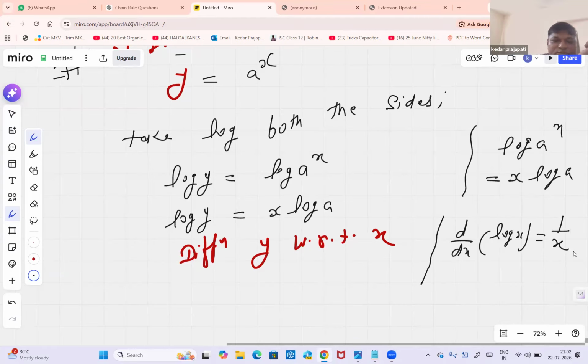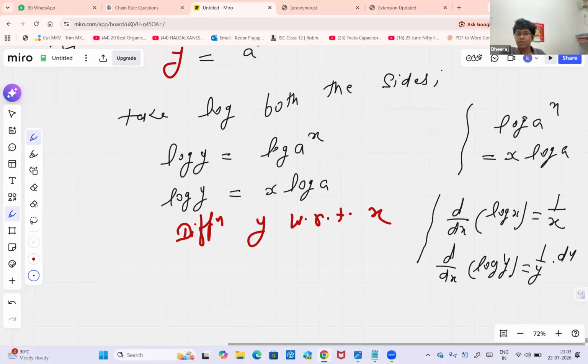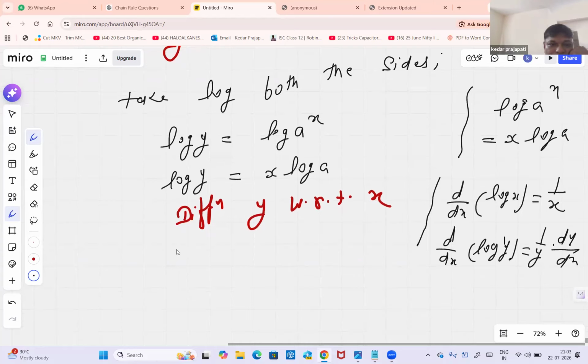Okay. So now you are differentiating y with respect to x. So differentiation, d by dx of log y, will be 1 by y into dy by dx. Okay. Now this became 1 by y dy by dx.